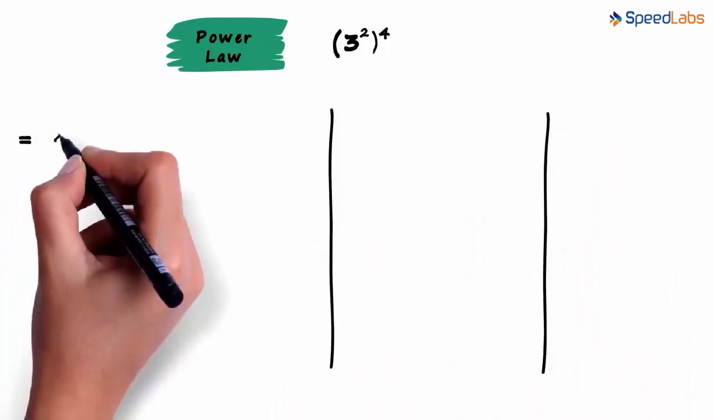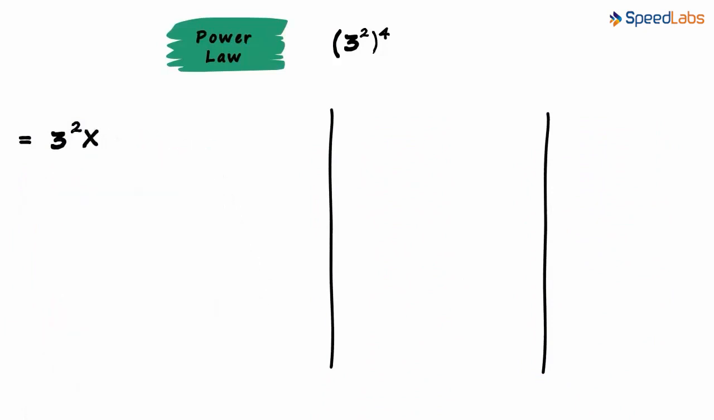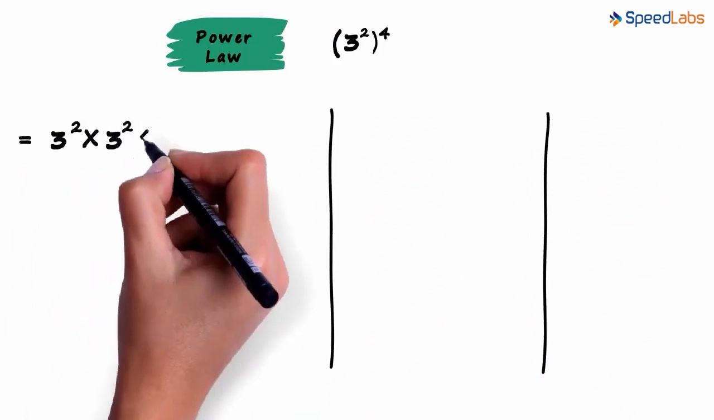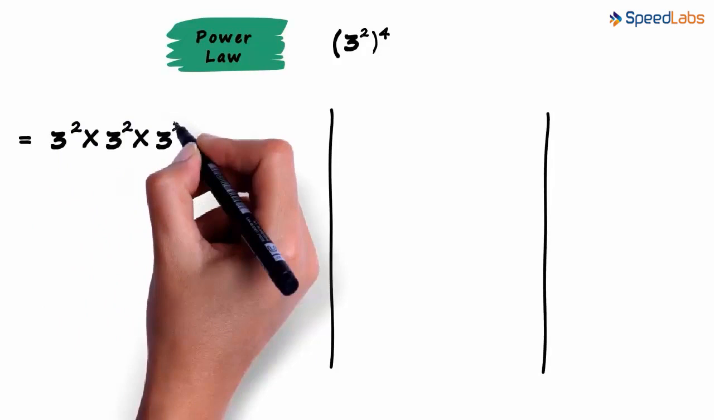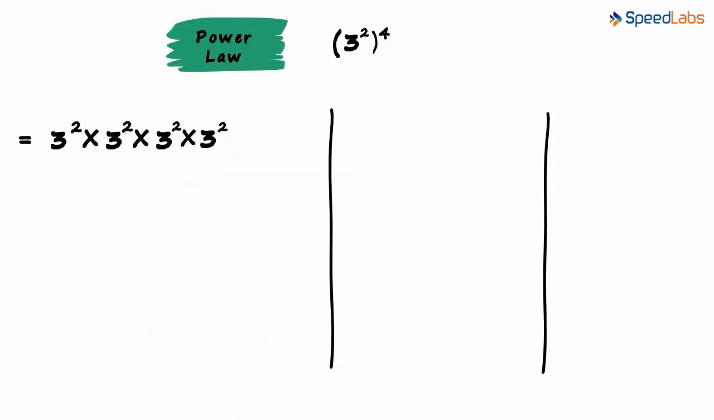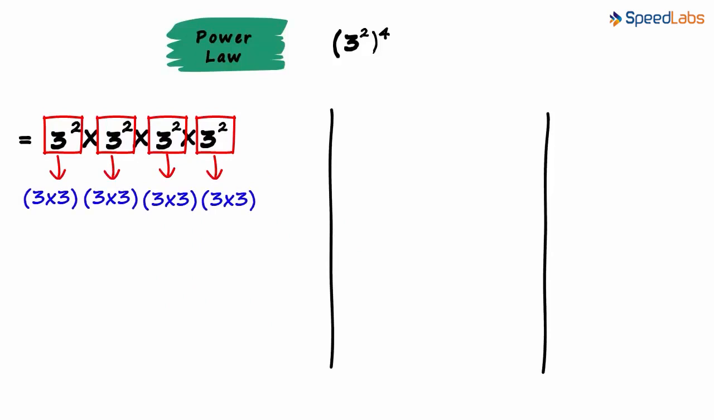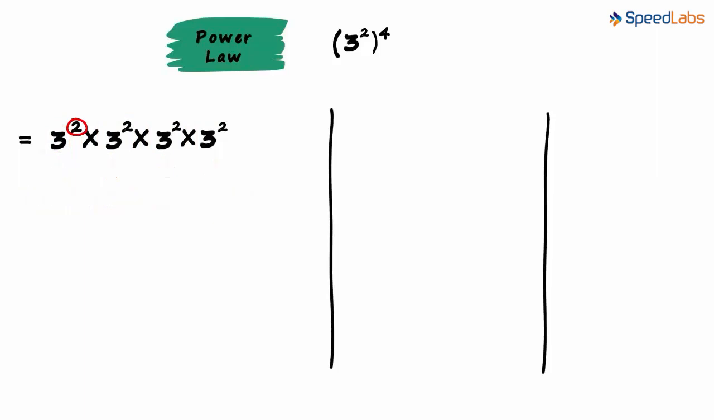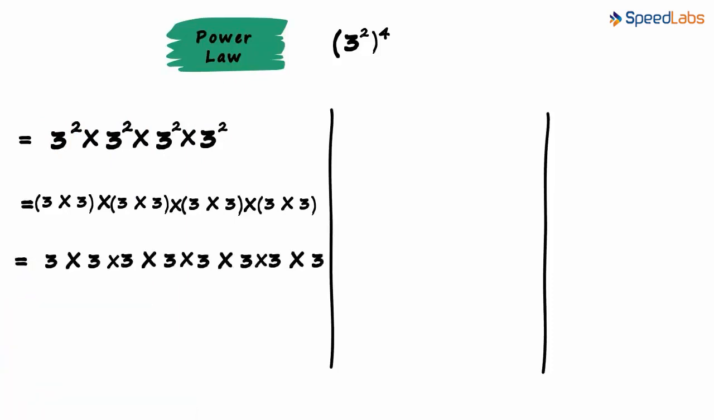It equals 3 raised to 2 multiplied by 3 raised to 2 multiplied by 3 raised to 2 multiplied by 3 raised to 2. Each 3 raised to 2 can be written as 3 multiplied by 3, as 3 is the base and the exponent is 2. Hence, we get this expression. Since it involves only multiplication, we can remove the brackets to get this expression. This is the traditional way to solve it.